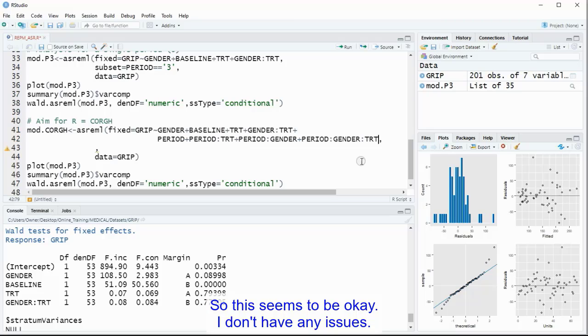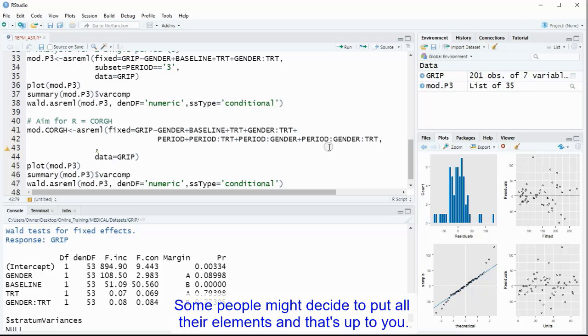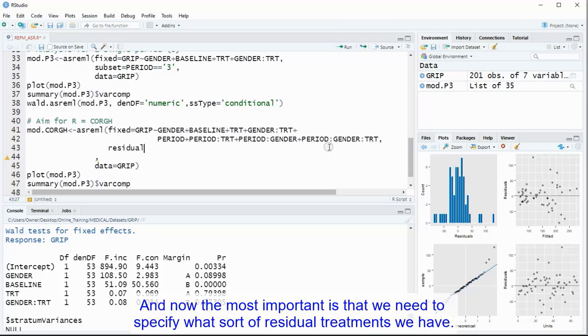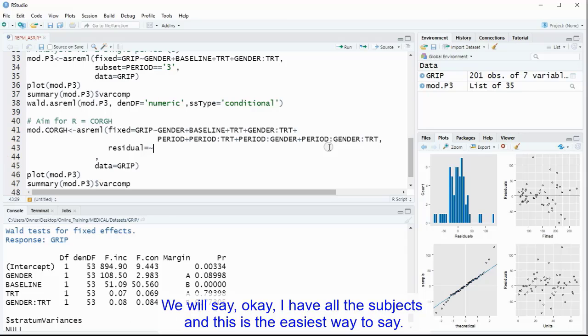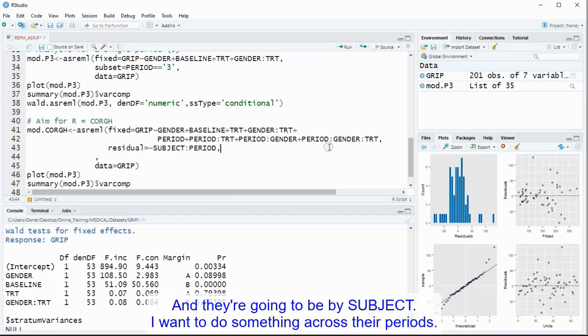I don't have any issues? Now, some people decide not to put the period by gender. Some people might decide to put other elements, and that's up to you. And now the most important is that we need to specify what sort of residual treatments we have. We will say, okay, I have all the subjects, and this is the easiest way to say, and they are going to be, by subject, I want to do something across their periods.